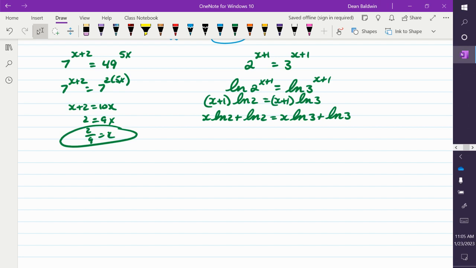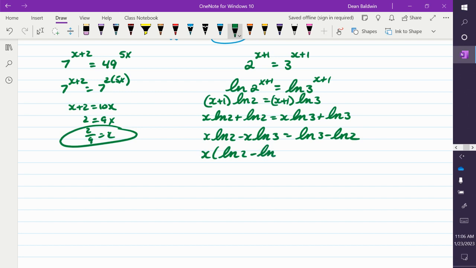Now what do you do? You get all the terms with x's on one side and everything that doesn't have an x to the other side. I'm going to move the x's to the left side, and move the natural log of 2 over. So then I factor out an x. And then divide that off.